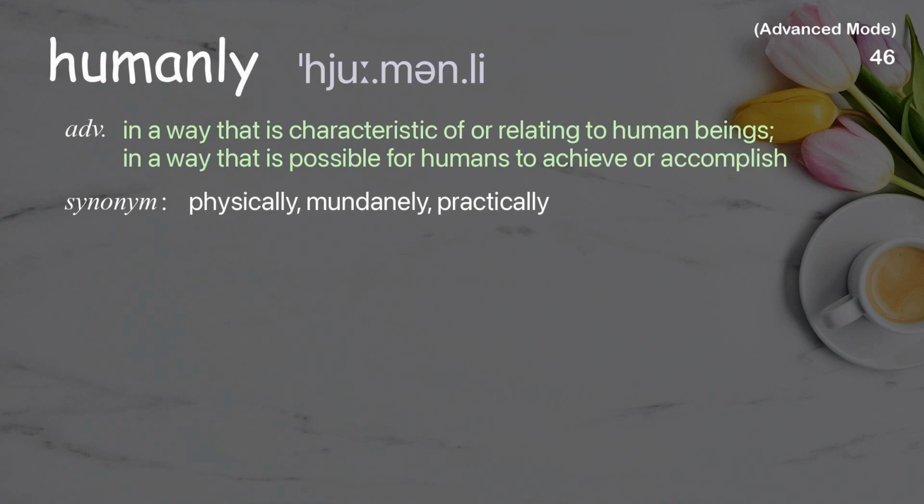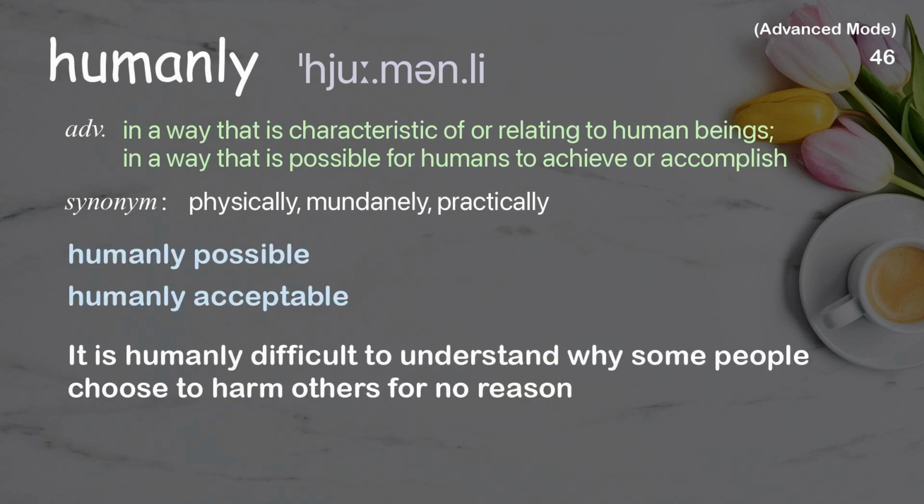Humanly. In a way that is characteristic of or relating to human beings. In a way that is possible for humans to achieve or accomplish. Examples: Humanly possible. Humanly acceptable. It is humanly difficult to understand why some people choose to harm others for no reason.